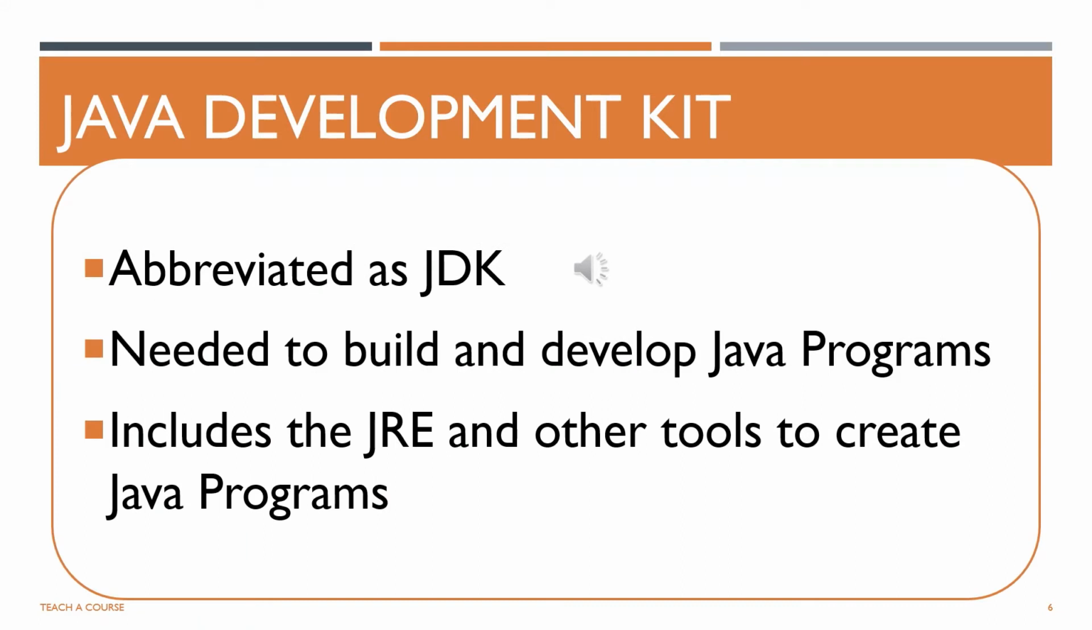So what's needed to build and develop a Java program? You need to install the JDK or the Java Development Kit. The Java Development Kit is a full-featured software development kit that includes everything from the JRE as well as compilers, debuggers, and tools to create Java programs. This means that we can just install the JDK and we get the JRE automatically. So let's get the JDK installed.